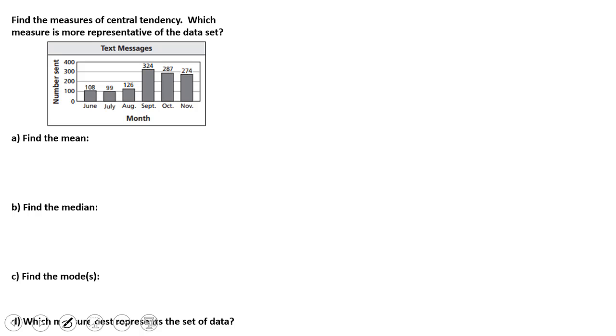So here we have a bar graph representing some text messages. So we see that there's text messages, and it says the number of texts sent over the months of June, July, August, September, October, and November. Just to let you know that you can find measures of central tendency from any type of data set that's represented either in a bar graph, a line plot, stem and leaf plot, just a table of data, or just a set of data, all different ways where you can find measures of central tendency. So remember that when you're doing your assignment. This particular way comes from a bar graph.